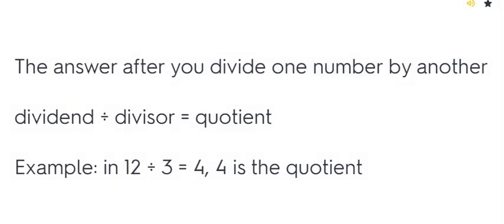Quotient: the answer after you divide one number by another. Dividend divided by divisor equals quotient. Example, in 12 divided by 3 equals 4, 4 is the quotient.